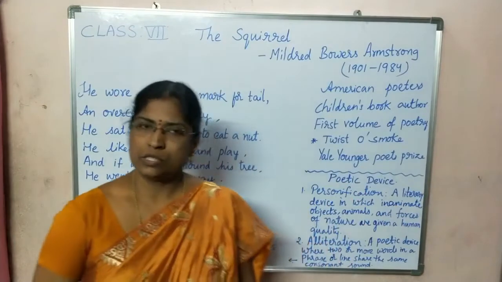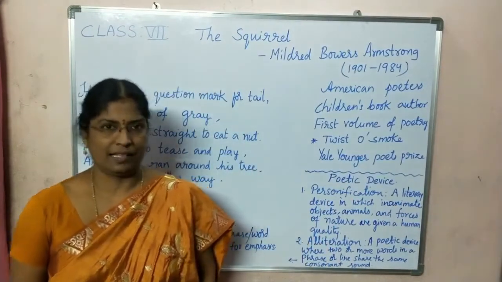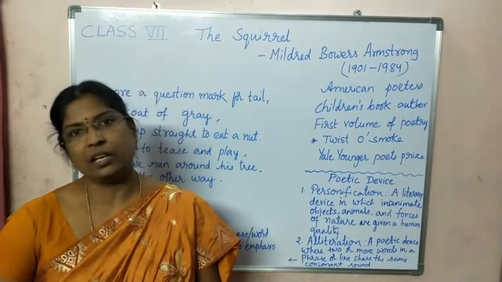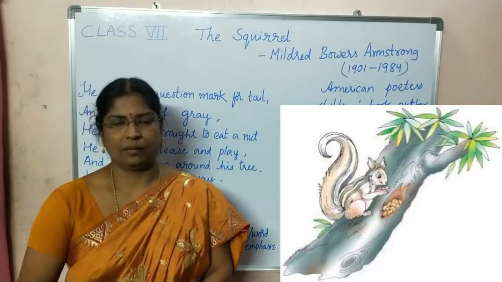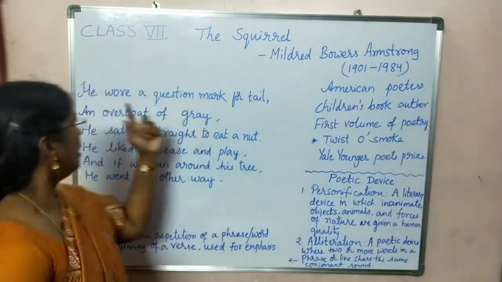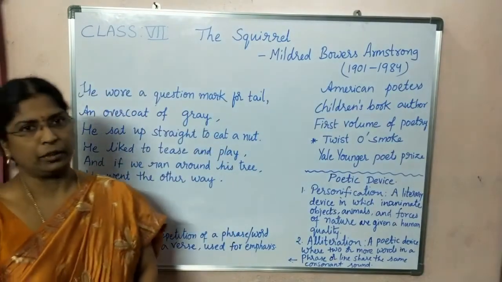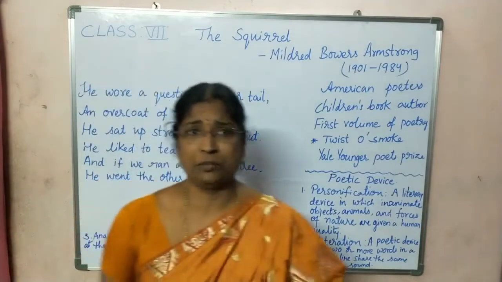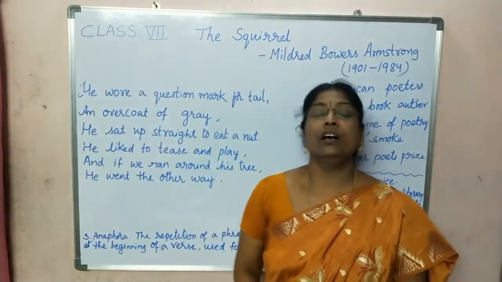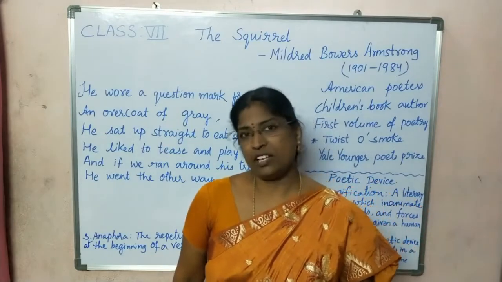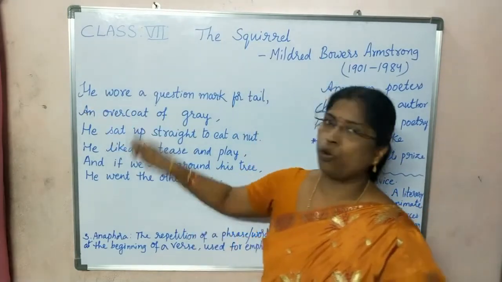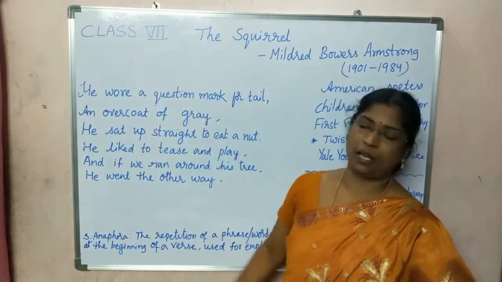Now, coming to this poem, which is just 6 lines. Here, the poetess observes the squirrel very keenly, which is there in its garden. So here the squirrel is on the tree and he wore a question mark for tail. Here "he" refers to the squirrel. So the poetess personifies the squirrel and gives a human quality to it.